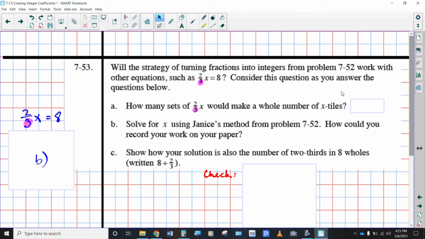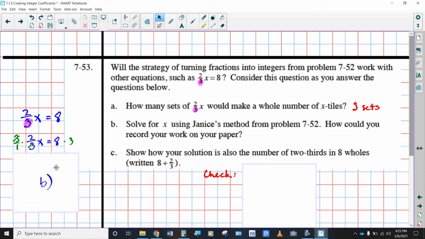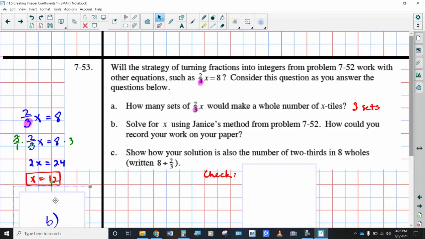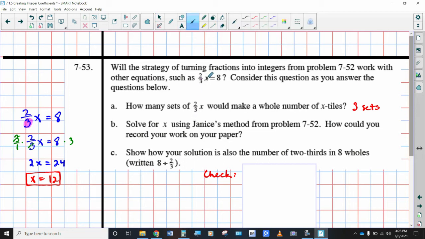The answer is, if you use 3 sets of it, that is like multiplying each side times 3. So if we multiply 2/3 times 3, you're going to get 2 for an answer, and that becomes 2x. But you also have to multiply the 8 times the 3, so you get 2x's now is equal to 24. And if 2x's are equal to 24, what does 1x have to be equal to? It has to be equal to 12. So the answer to this problem, 2/3 of x is equal to 8, x has to be equal to 12.